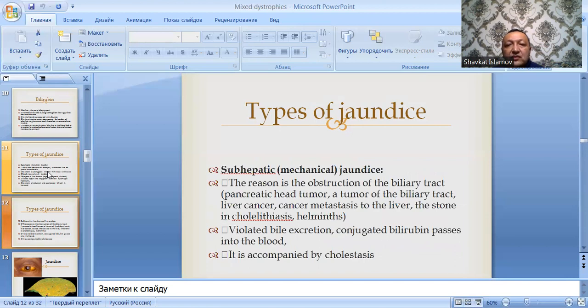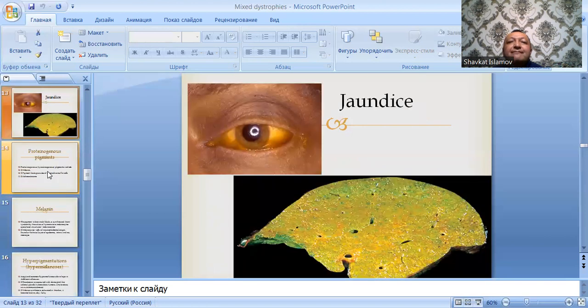Subhepatic jaundice. The reason is obstruction of the bile tract, violated bile extraction, and conjugated bilirubin passes into the blood. It is accompanied by cholestasis. Jaundice, you see pictures.